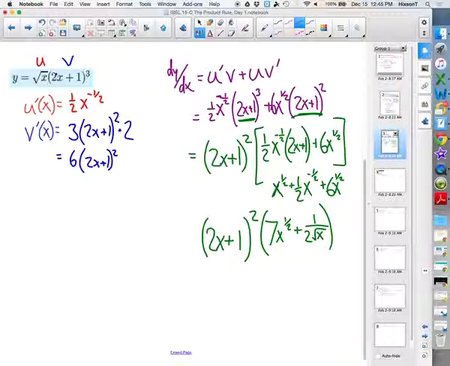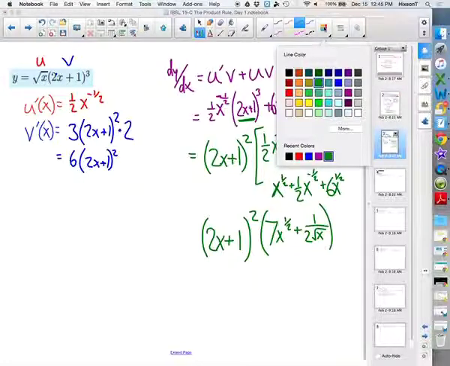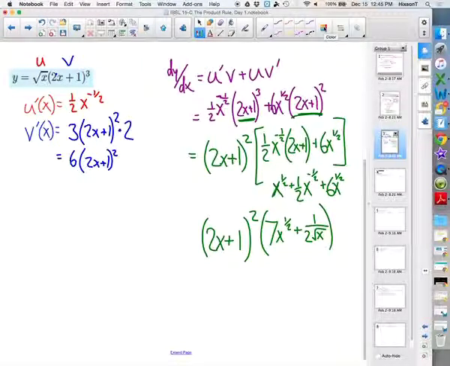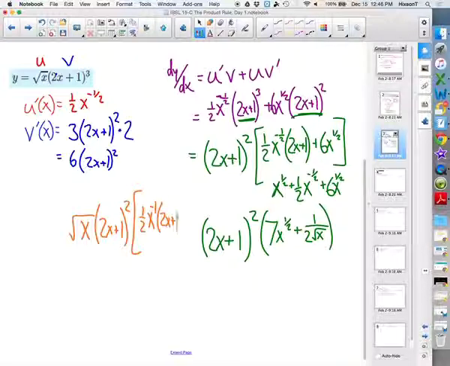up here. And what that would do, let's pick a different color here. If I took out the x to the 1/2, I would have a square root of x times 2x plus 1 squared. But then in the brackets, what I'd have left over would be a 1/2 x to the negative 1 times 2x plus 1 plus 6.